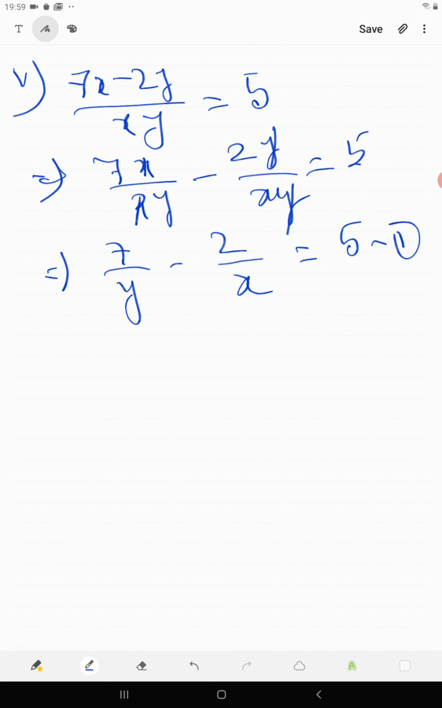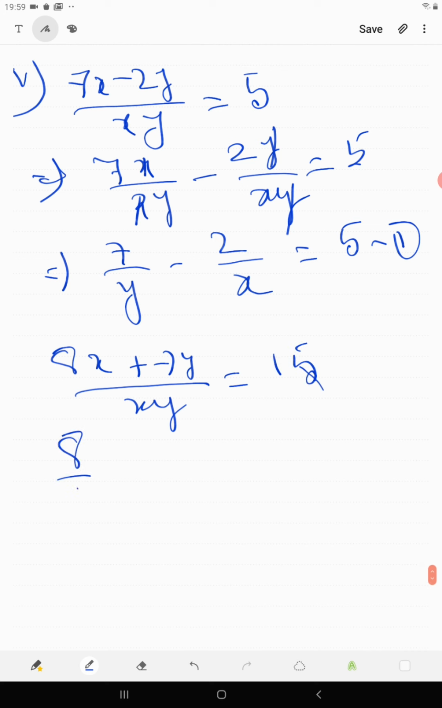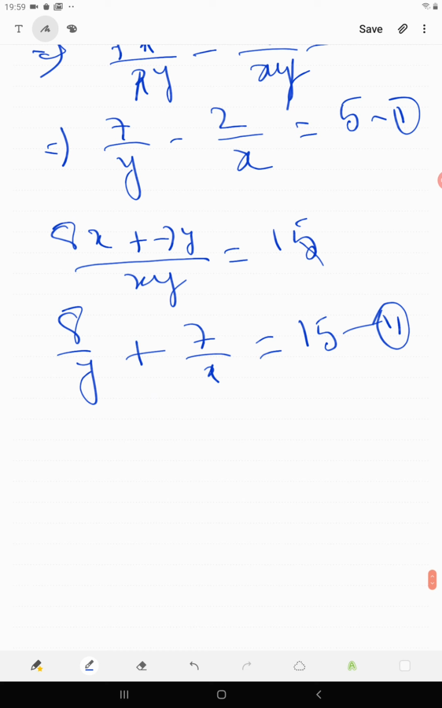And second one is 8x plus 7y by xy equals 50. So this one will reduce to 8 by y plus 7 by x. Similarly, 8x by xy, so x cancel, so 8 by y, plus 7y by xy, so y cancel, so 7 by x equals 50. This is our equation 2. Now from here on I am not solving, I have done enough, but I'll convert it to the normal equation, and from that I'll tell you.